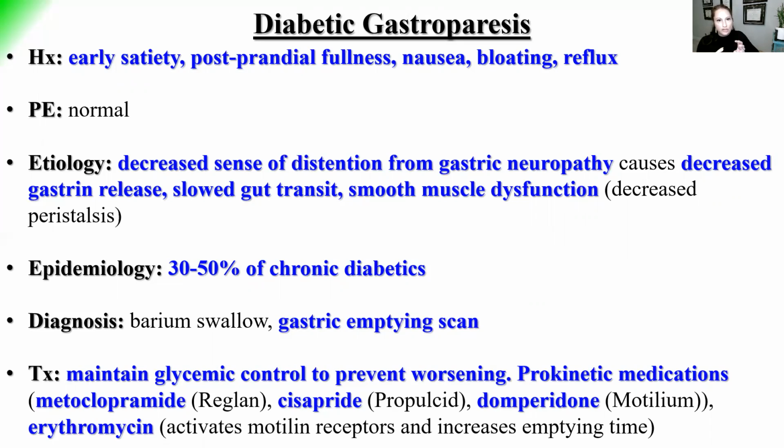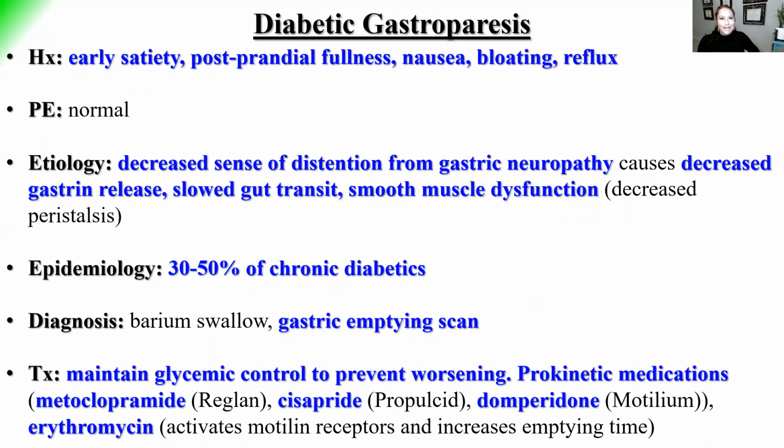The patient will have a known history of diabetes in the question because this is a functional disorder. So you're looking for history of diabetes, early satiety. They feel full very quickly. They stay full. So postprandial fullness, nausea, bloating, reflux, that food just kind of sits in the stomach and it doesn't move. Physical exam for this will be normal. This occurs in about 30 to 50% of chronic diabetics.